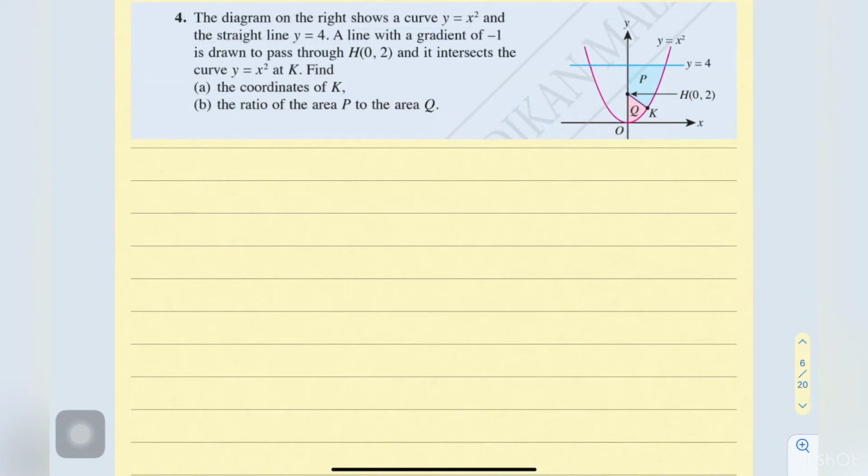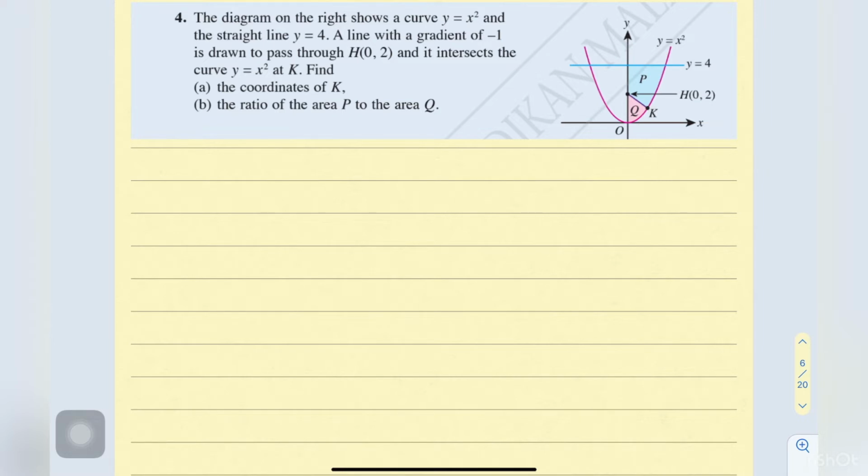Question number 4: the diagram on the right shows a curve y equals x squared and the straight line y equals 4. A line with a gradient of negative 1 is drawn to pass through H (0, 2) and it intersects the curve y equals x squared at K. So find A, the coordinates of K.